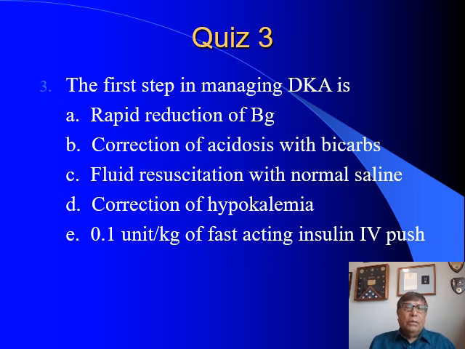Quiz number 3. The first step in the management of DKA is: rapid correction of blood glucose, correction of acidosis with bicarb, fluid resuscitation with normal saline, then correction of hypokalemia, or 0.1 unit per kg of fast insulin given as an IV push. Well, I think by now it is clear the first step in the management of DKA is fluid resuscitation with normal saline. So the answer is C.